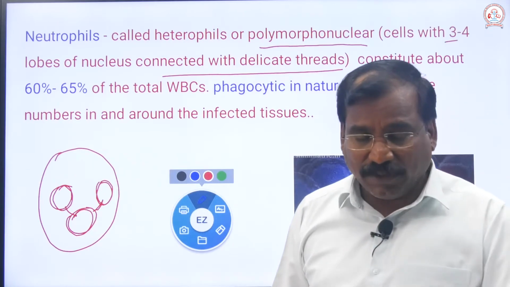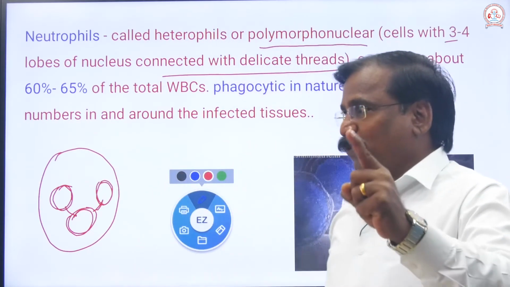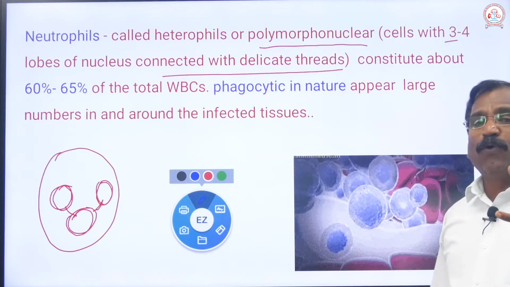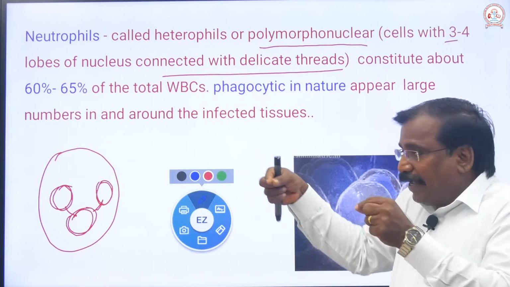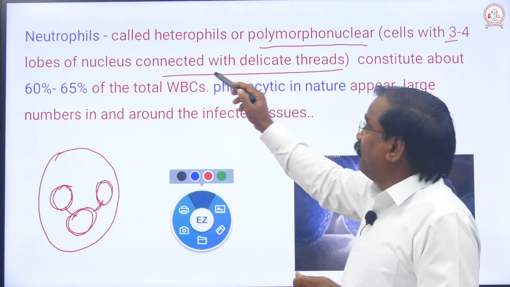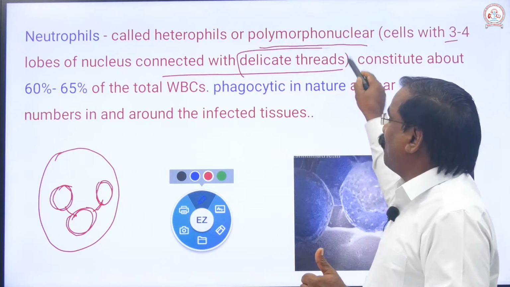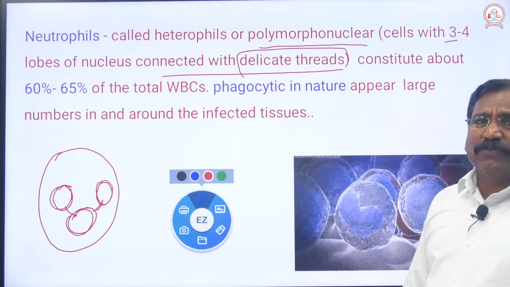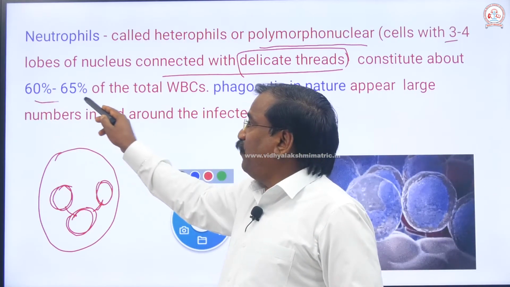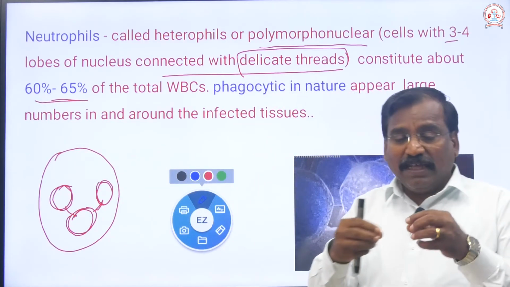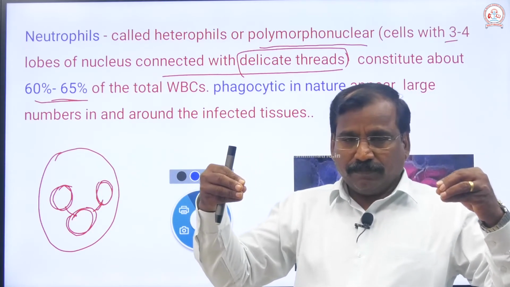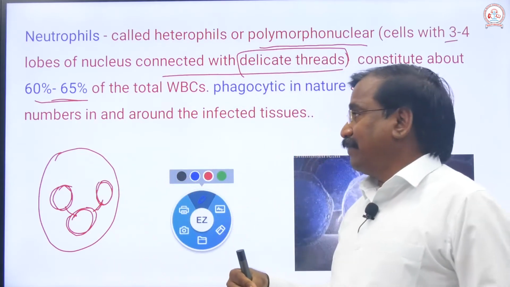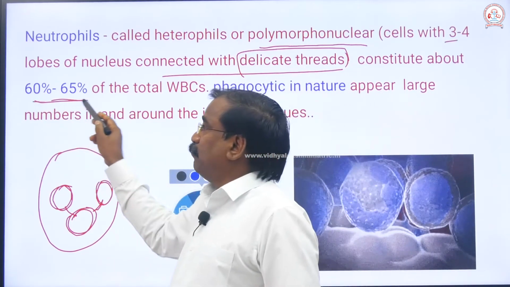Very important, that is the characteristic feature of the neutrophils. 3 to 4 lobes, connected with a delicate, thin thread. And what is the percentage? 60 to 65%. This is the highest in number, so when comparing the 5 types of WBC, this has the highest percentage. Very important, this is an MCQ.